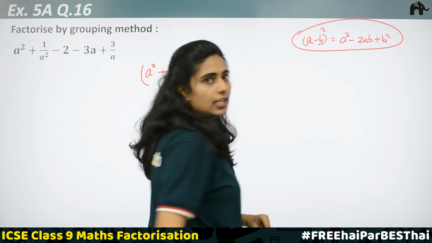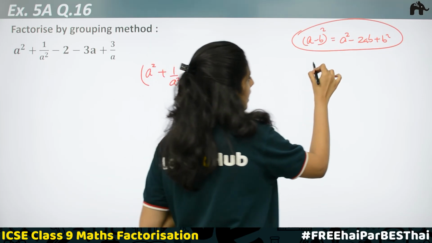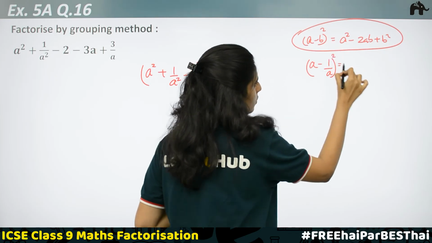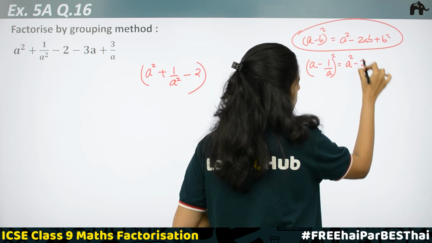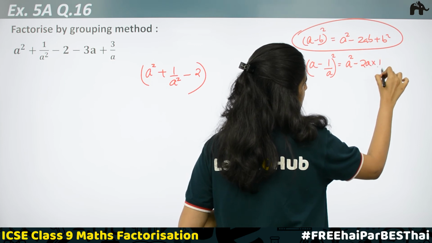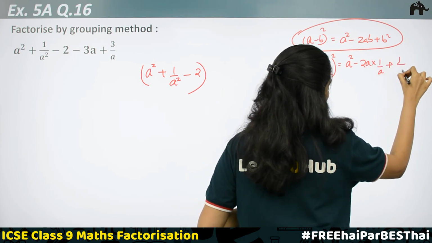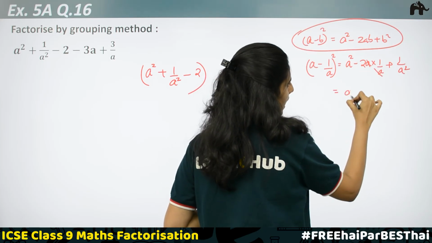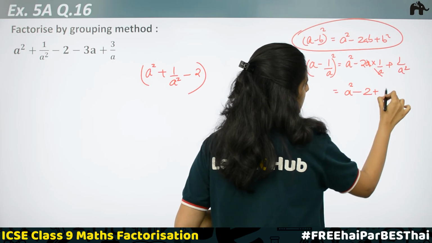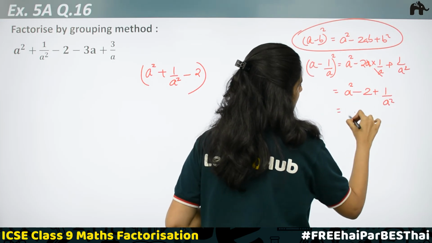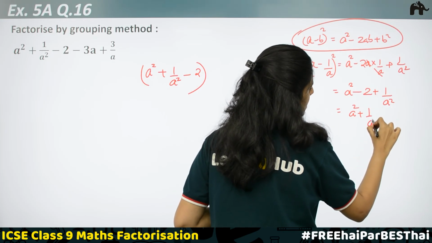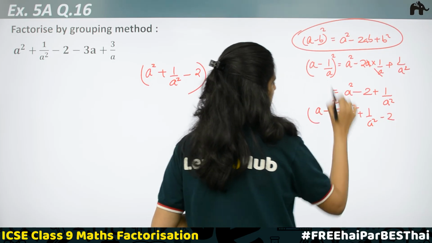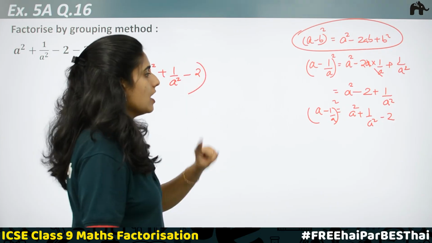Now here, in place of b, if you have 1/a: (a - 1/a)² will be equal to a² - 2 into a into (1/a) + (1/a)², which is 1/a². Cancelling out, this is equal to a² - 2 + 1/a², or a² + 1/a² - 2. So (a - 1/a)² is equal to a² + 1/a² - 2.